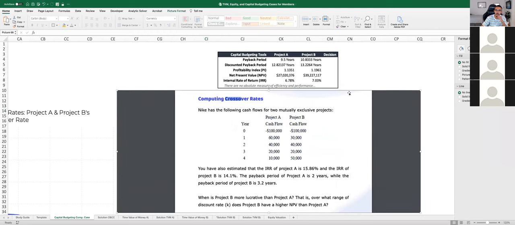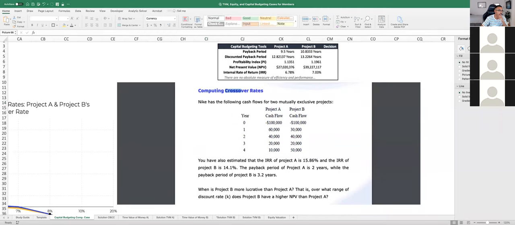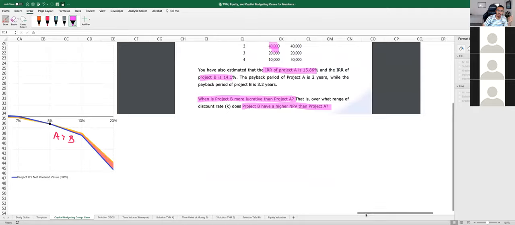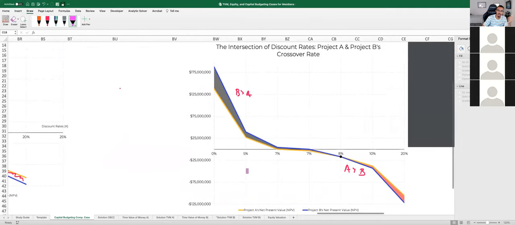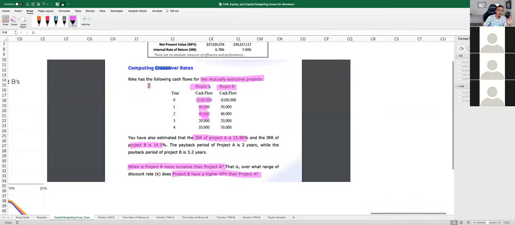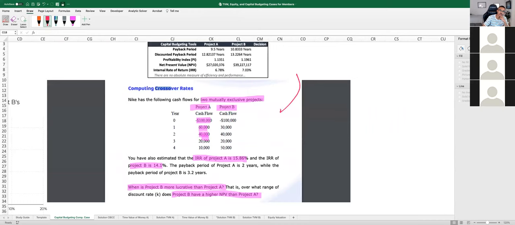So this is on my website, by the way, but this is a classic example of what you could see on the exam, where they gave you two mutually exclusive projects with two different cash flows, right? And they're like, hey man, the IRR for one project is X, the IRR for another project is Y, okay? And we want you to tell me, when does project B have a higher NPV than project A? The easiest way of going about it is by following this step. Because all you need to do is plot 1, 2, 3, 4 lines onto a graph and you get your answer. It doesn't get as easy as that. So this would be a specific question where you would need to do this. So I hope I answered your question.